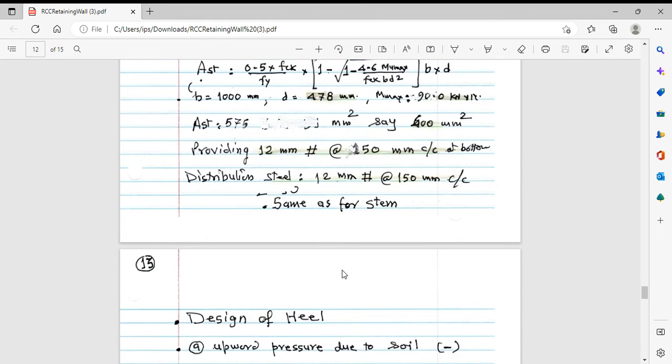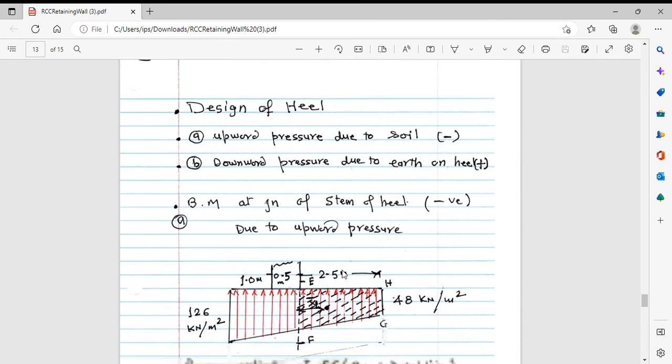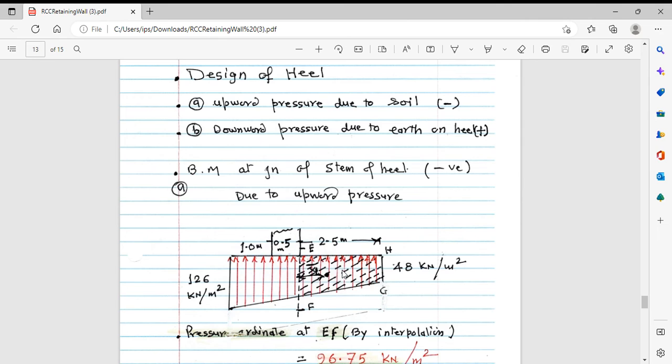Now the design of the heel. Now there are two types of loads. One, upward pressure, and another, the downward weight of the soil. So we take these two into consideration. First of all, we calculate the moment because of the upward pressure below this heel. Then taking the moment at the junction of the stem and the heel, this point.